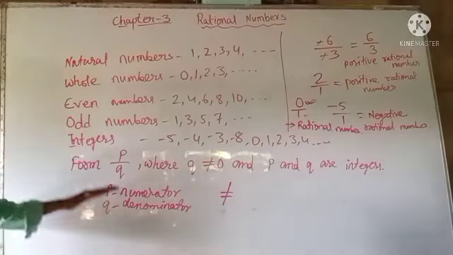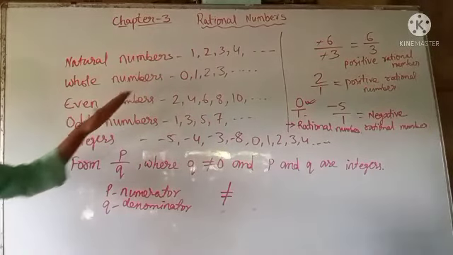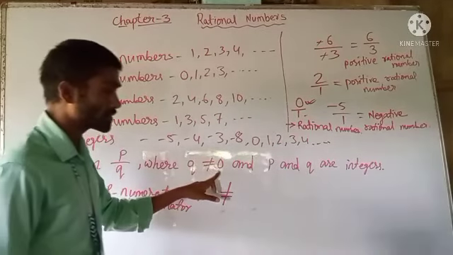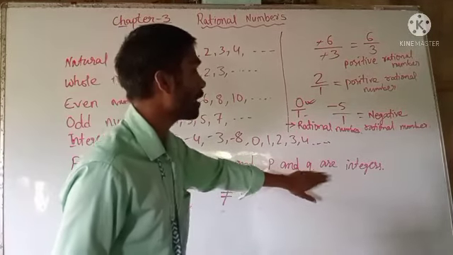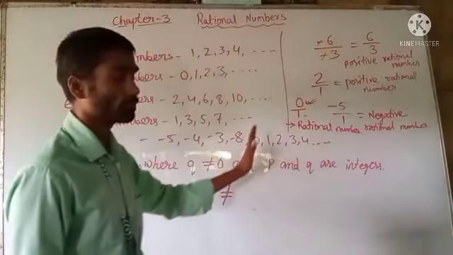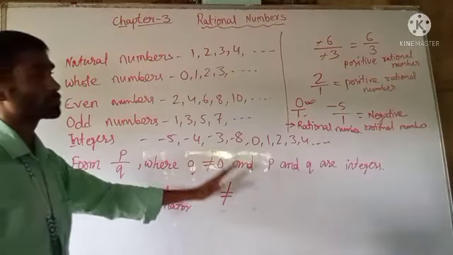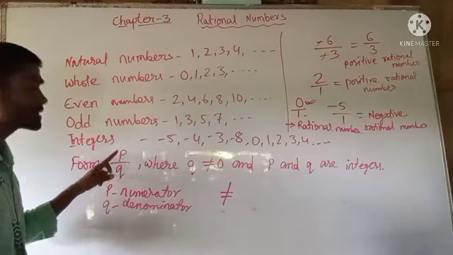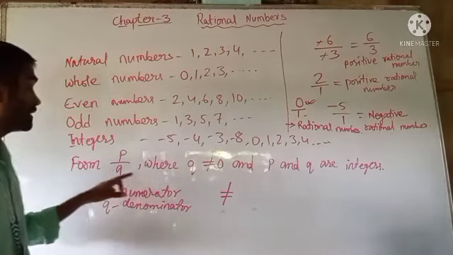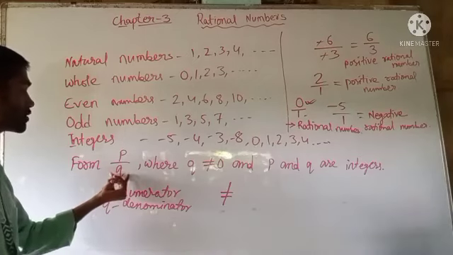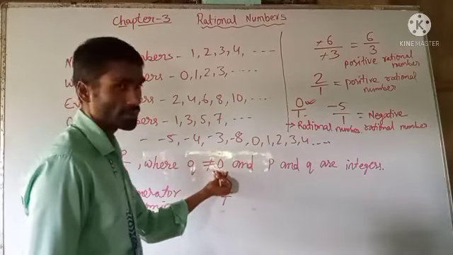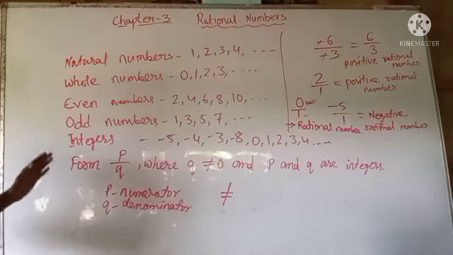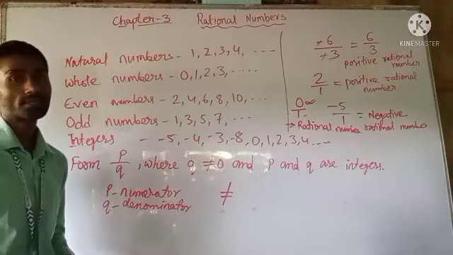So remember, what is a rational number? A rational number is of the form p by q, where q is not equal to 0 and p and q are integers. That means it can have a plus sign and a minus sign also, positive and negative also it can be. Where p is the numerator and q is the denominator. That means in the denominator's place it should not be 0. It can be any other integer. Those are the things that we are going to discuss about rational numbers in our first exercise.